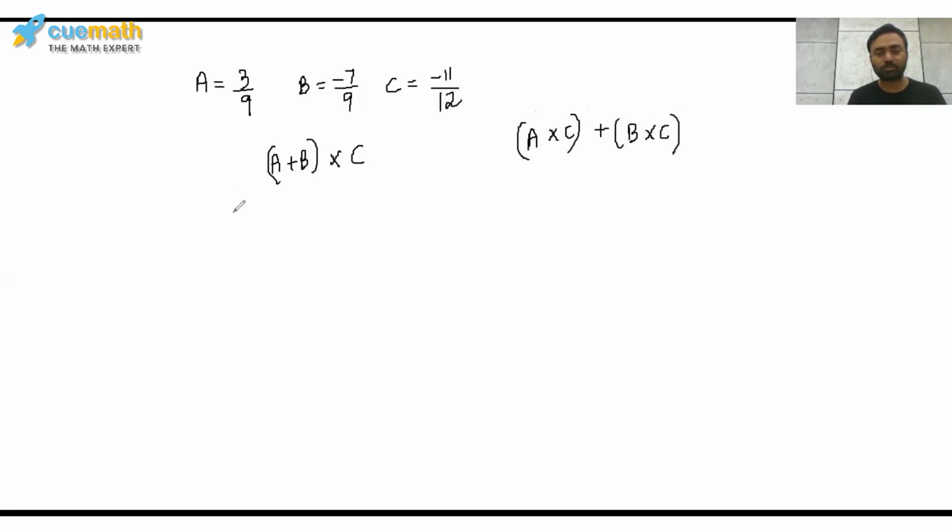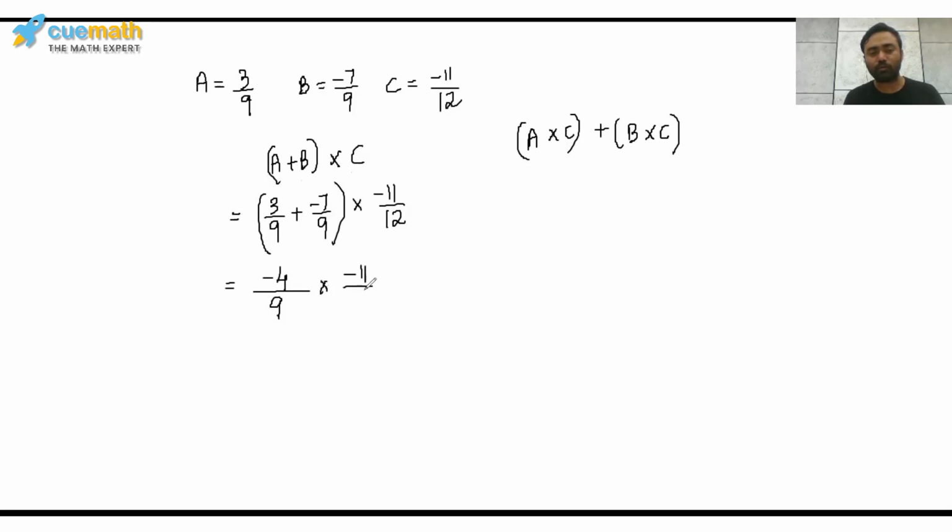Let's quickly substitute the values here. So in place of A, we get 3 over 9, B is negative 7 over 9, times negative 11 over 12. Now, if we solve the bracket, we see that the denominator would be the LCM, which is 9, and 3 plus minus 7. So plus minus again would become minus, and 3 minus 7 would become minus 4, times minus 11 over 12.